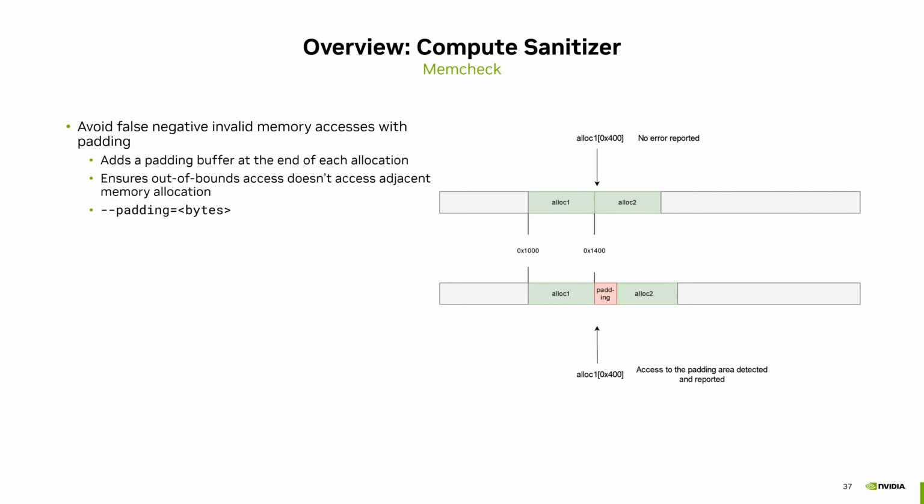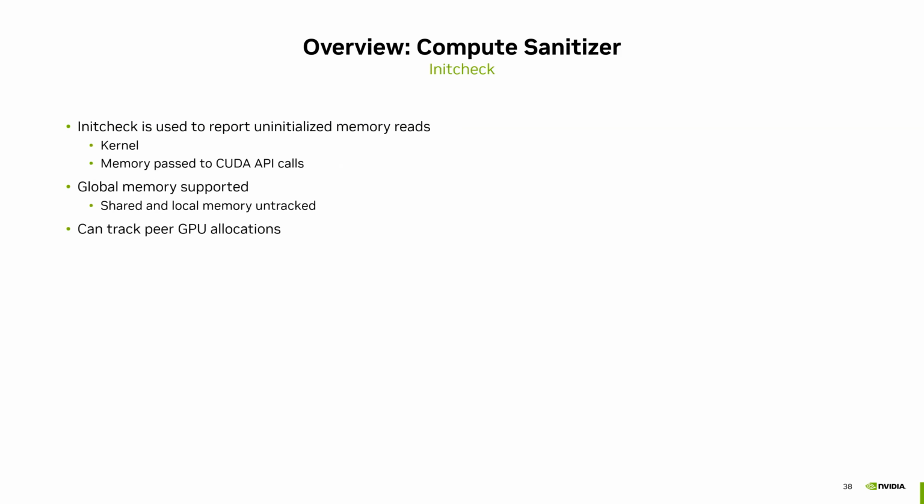Something that's really useful too is you can avoid false negatives of invalid memory access with padding. So there's this padding argument and then the number of bytes you want to pad with. This will add a padding buffer at the end of each allocation. Sometimes you can have sequential allocations that are adjacent to one another. This will ensure that there's padding at the end. So any memory access that reads off the end, instead of accidentally reading validly into the next allocation, which is a valid read from the sanitizer's viewpoint, you could add this padding section, which is a red zone, which will then say, oh, nope, you cannot read into that. That's invalid access. So you can avoid the false negatives.